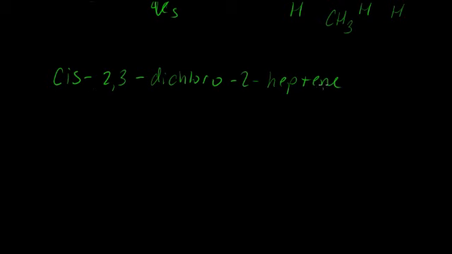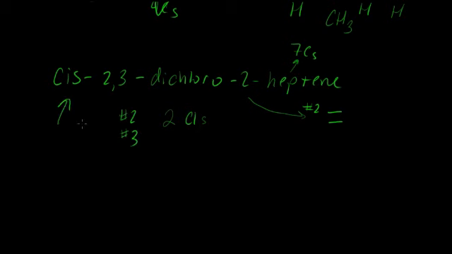Well, let's break this apart. Ene, double bond. And this 2 is referring to, it's a double bond on number 2. Hept, we have 7 carbons here. Dichloro, we're going to have 2 chlorines, and they're on numbers 2 and 3 carbon.